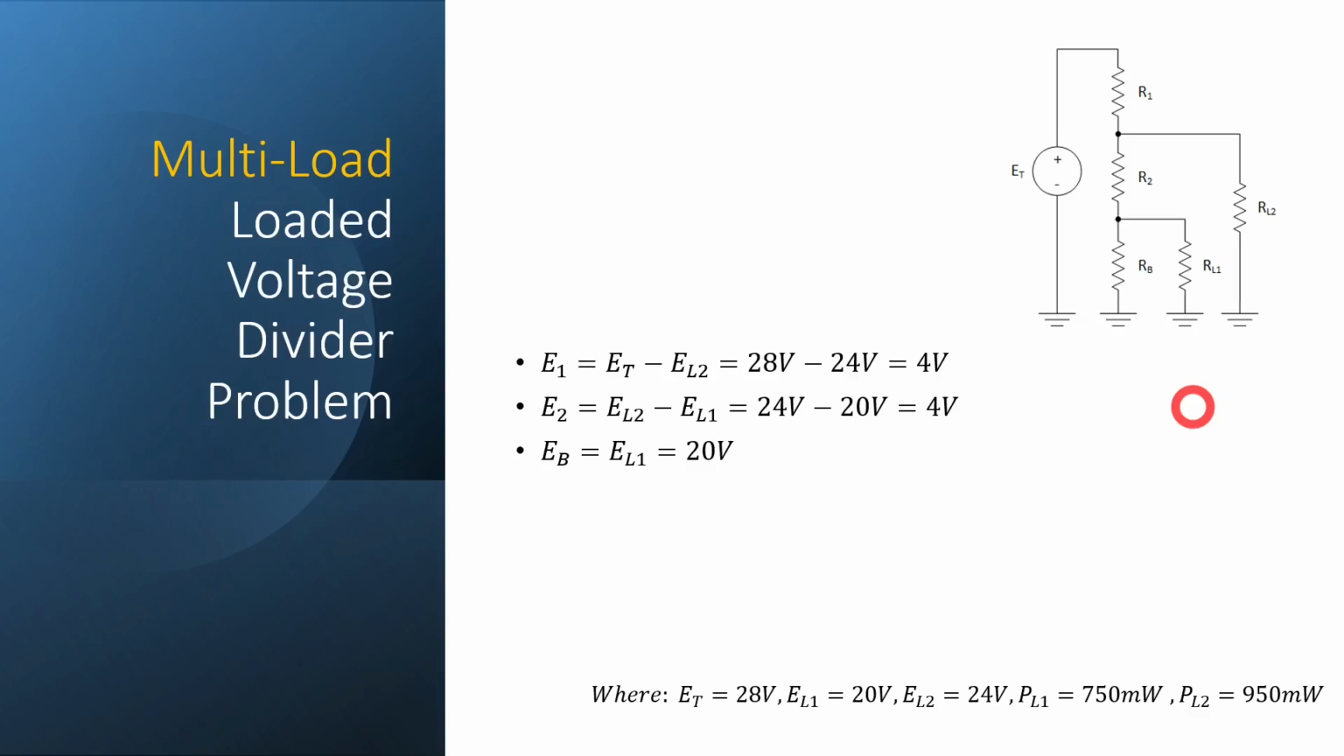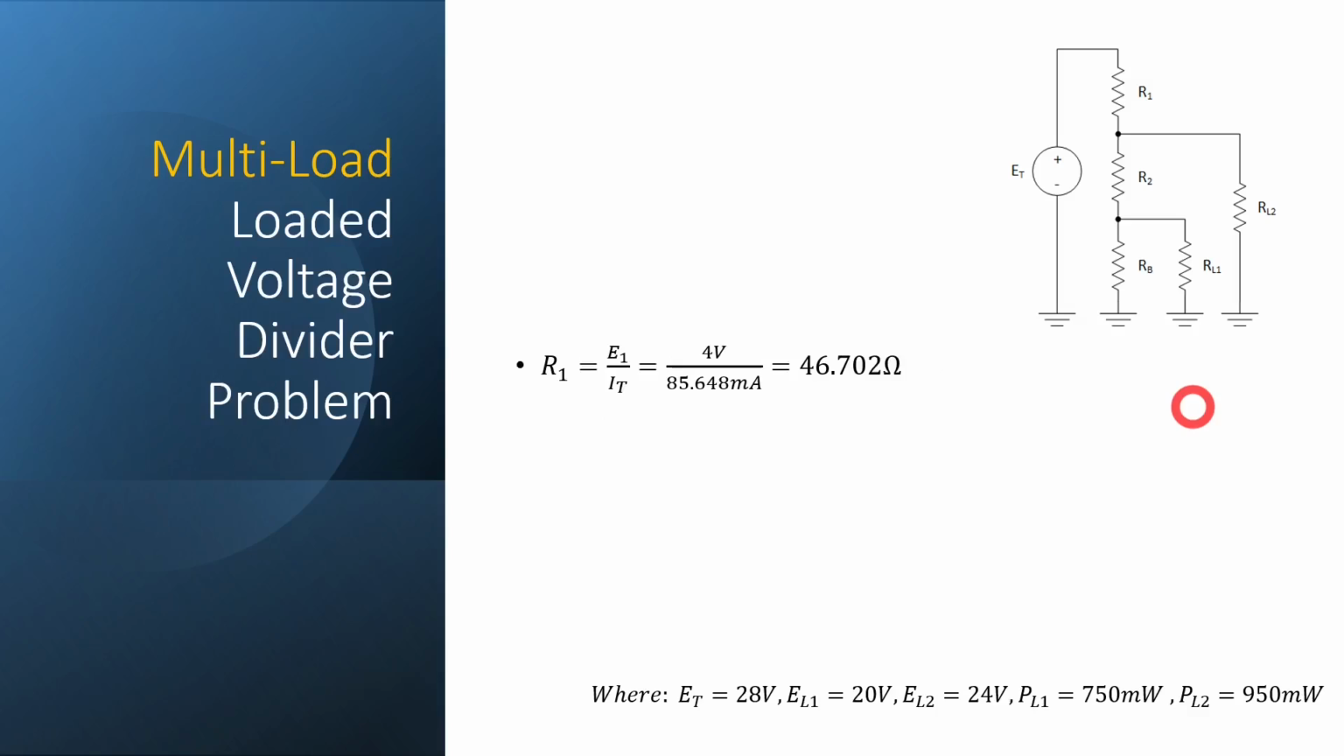And then, of course, our voltage across our bleeder resistor is going to be our load voltage for load 1, which is 20 volts. Okay, so now we have all of our voltage drops, and we have all of our currents. We can go ahead and figure out our resistance values to round out our design for this particular circuit. Okay, so R1, this is just using Ohm's law, which is E divided by I.